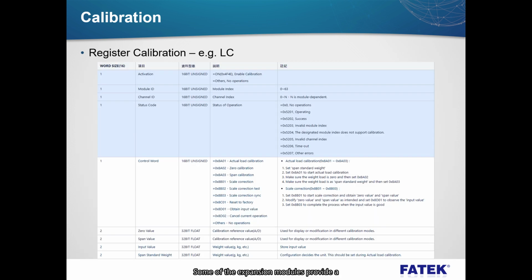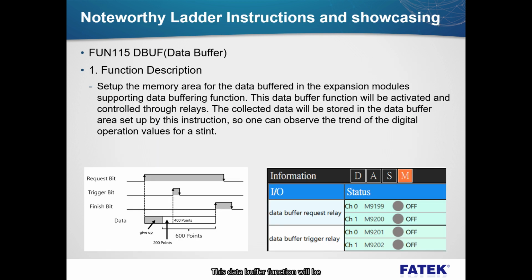Some of the expansion modules provide a way of calibration by registers, which is suitable for situations where on-site calibration is required and HMI can be used in the application. This data buffer function will be activated and controlled through relays.